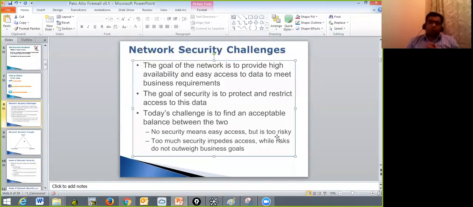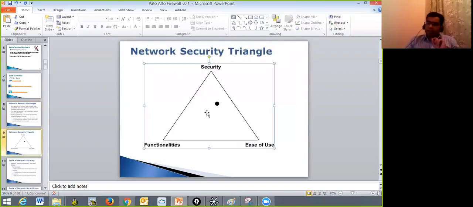Otherwise, if you put a lot of security inside your network, then yes, you have minimized the risk, but the drawback is that too much security means you have some other issues. So in the next slides, if you came across this kind of triangle, what does it mean by triangle?